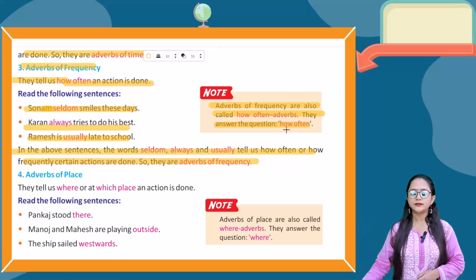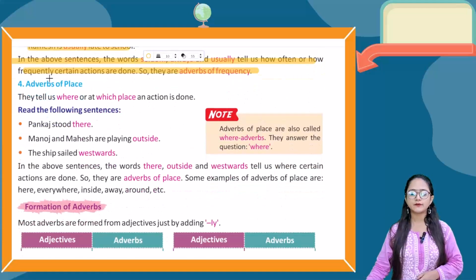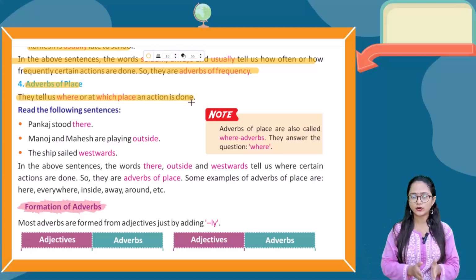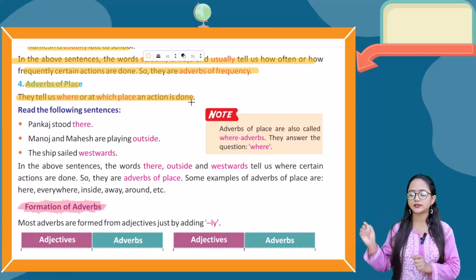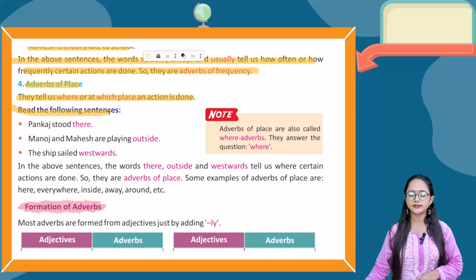Okay. Now let's move into the next type of adverb, that is adverb of place. They tell us where or at which place an action is done. Now read the following sentences. Pankaj stood there. Manoj and Mahesh are playing outside.